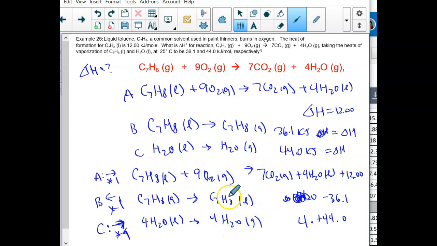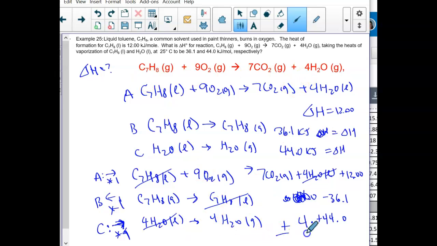Now let's make sure everything falls out of our A, B, and C, as we did with Hess's law in the past, and make sure it cancels out. So liquid C7H8 cancels because it's 1 to 1, and 4 liquid waters cancel with 4 liquid waters. Then I have left C7H8 gas as one of the reactants, 9 O2 gas as another reactant, 7 CO2 gas as a, I'm sorry, 7 CO2 gas as a product, and 4 H2O gas as a product. So basically, the reaction in blue that's left down here is what I have in red.